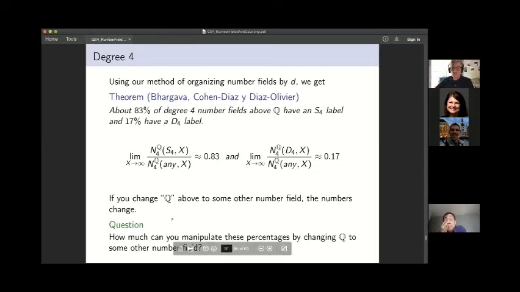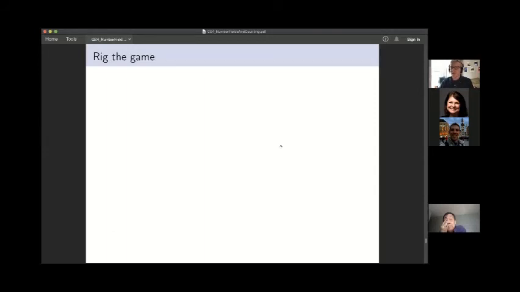And so the question that Matt and I are interested in is, can you manipulate these percentages? Can you manipulate this 83% and 17% by changing this Q to be something else? And it turns out, yes.